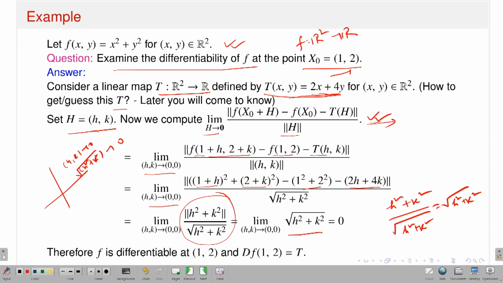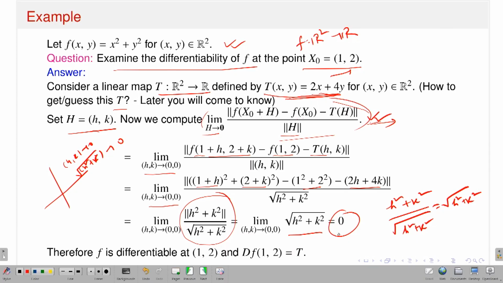And as (h,k) goes to 0, that means the distance between the origin and (h,k) goes to 0, so therefore the limit is 0. So what I am saying is, I want to calculate the total derivative of my function at the point x naught. First, this is the guess, this linear transformation might work, and then once I fix the linear transformation, I am just calculating this limit, and I am saying that this is 0. So therefore I am saying that f is differentiable at (2,2) and the derivative is T.